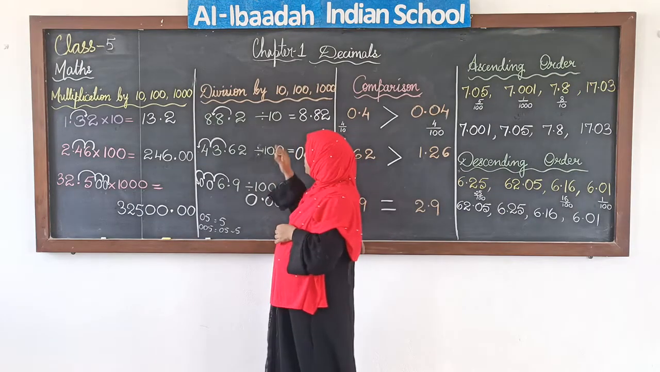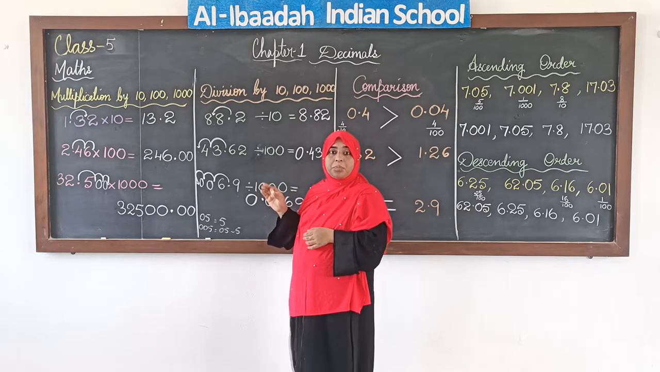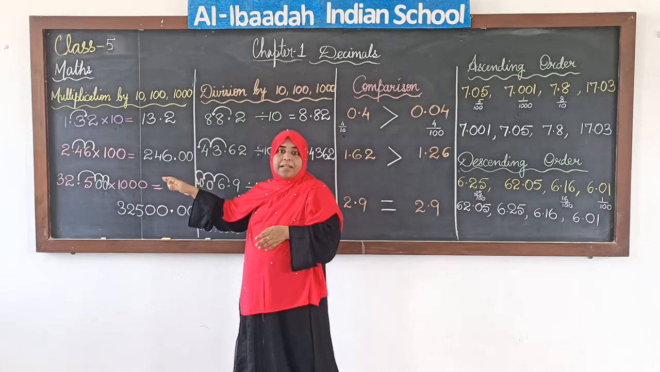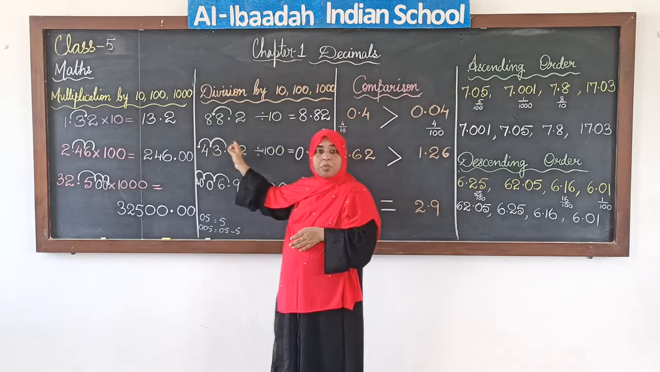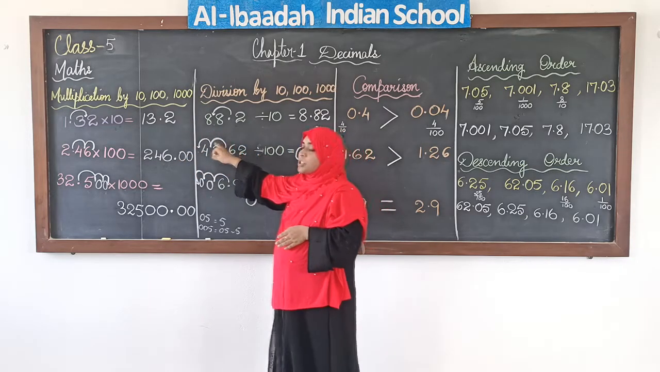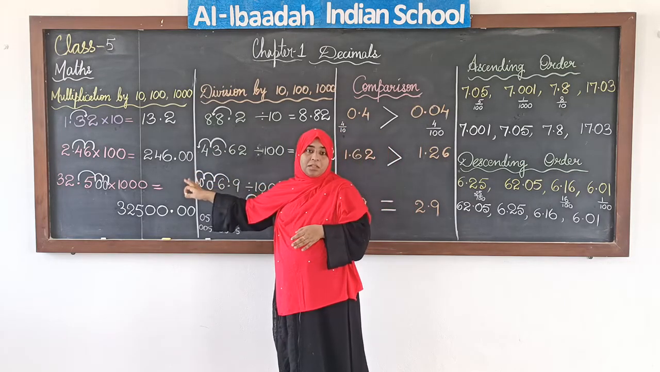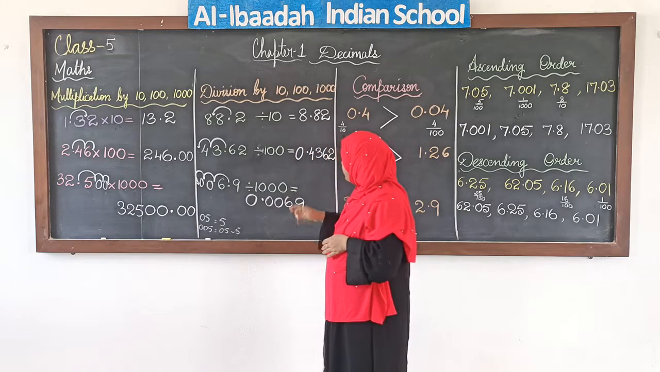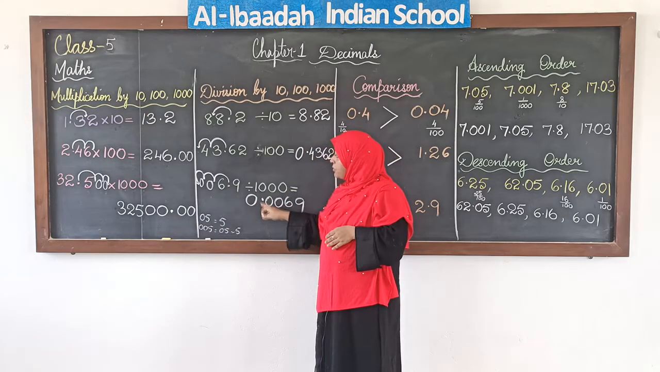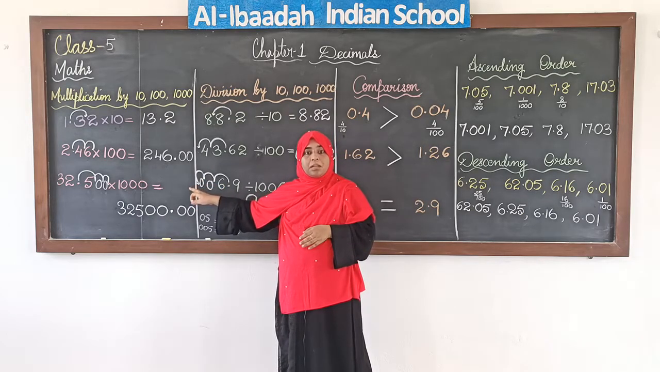Okay, when we do division of decimal numbers with 10, 100 and 1000, we shift the point towards the left side. If it is division with 10, we will shift 1 place towards the left. If the division is with 100, we shift 2 places towards the left, and if the division is with 1000, then we shift 3 places towards the left. Okay, and we have to be careful that when we shift 3 places and if there are no digits over there, we can add 0.